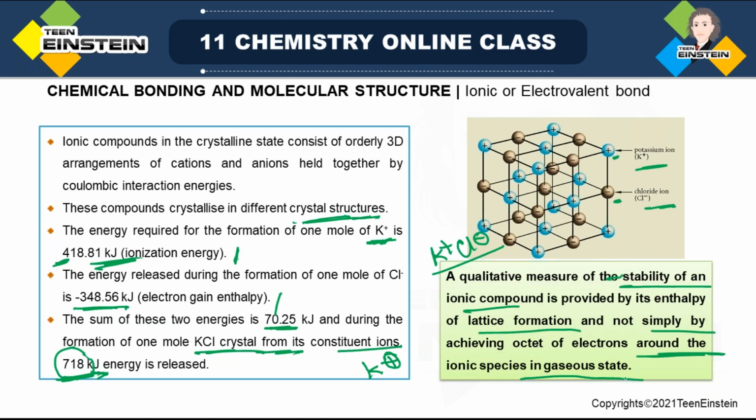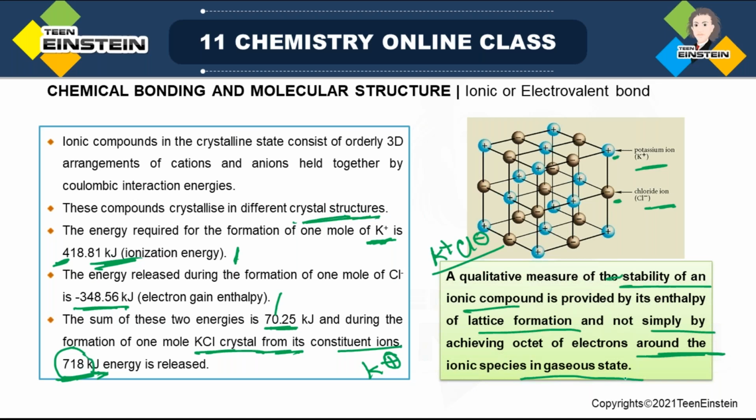So it is true that after donating this electron, potassium is now achieving a noble gas configuration. That means its octet is complete. Now it has reached the argon configuration. So the outermost configuration is ns2 np6, like an inert gas. Octet is complete. ns2 np6 means a total of 8 electrons. For chlorine also it is like an inert gas. Octet is complete. So individually it is true for both cation and anion that the octet is achieved.